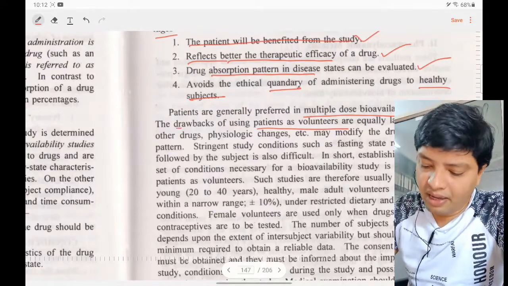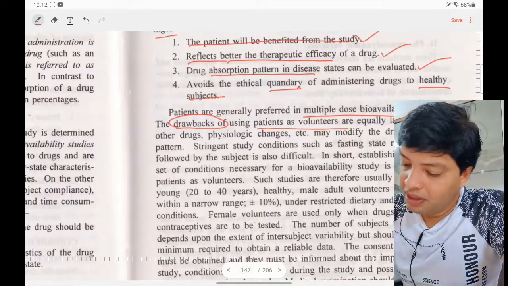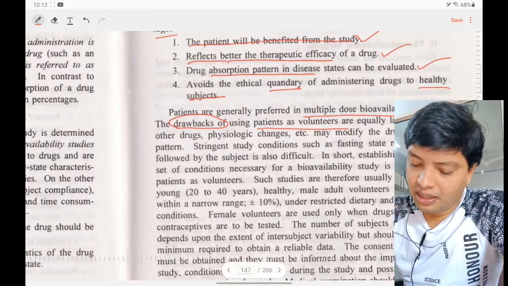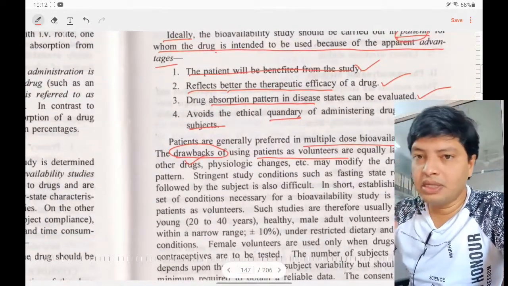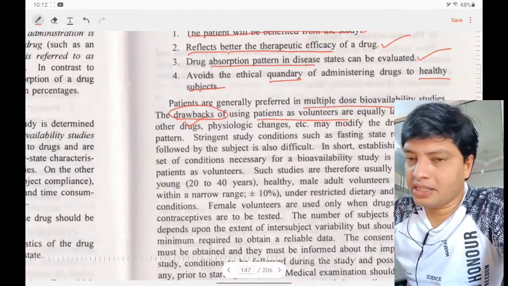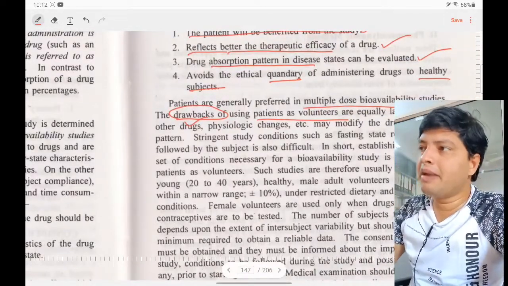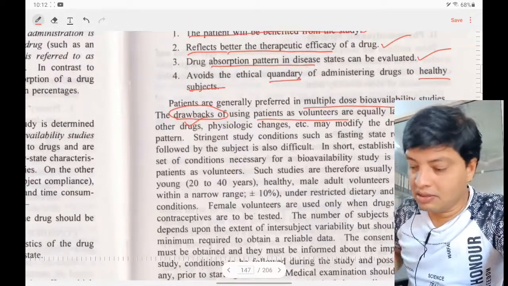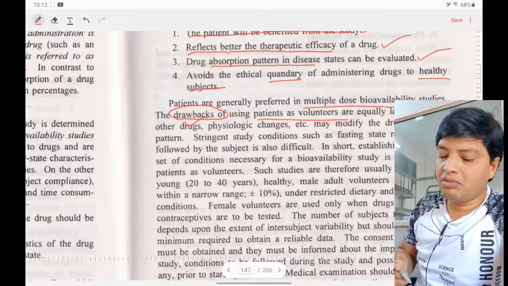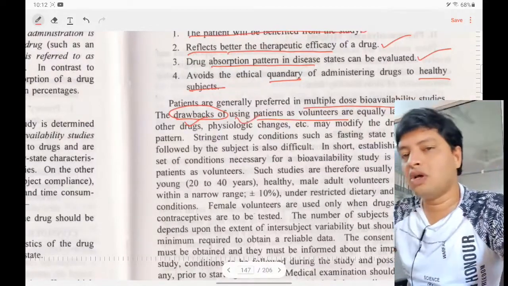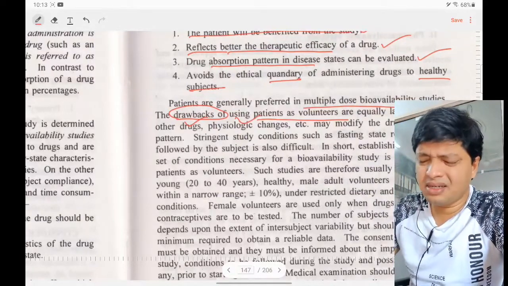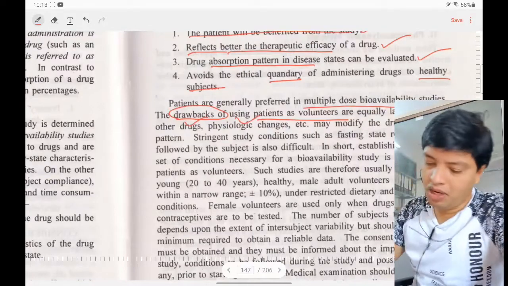So what is the drawback of using patients? The drawback is the disease condition, then other drugs he is taking. See, he is not taking only the one drug which you are giving during the conduction of the bioavailability study. Because he is a patient, he may be taking other drugs also. So this other drug, this condition, will affect your bioavailability study. The other drug which he is taking also affects your bioavailability study, and the physiological changes may modify your drug absorption pattern. So that is the disadvantage of taking the patient in bioavailability studies.